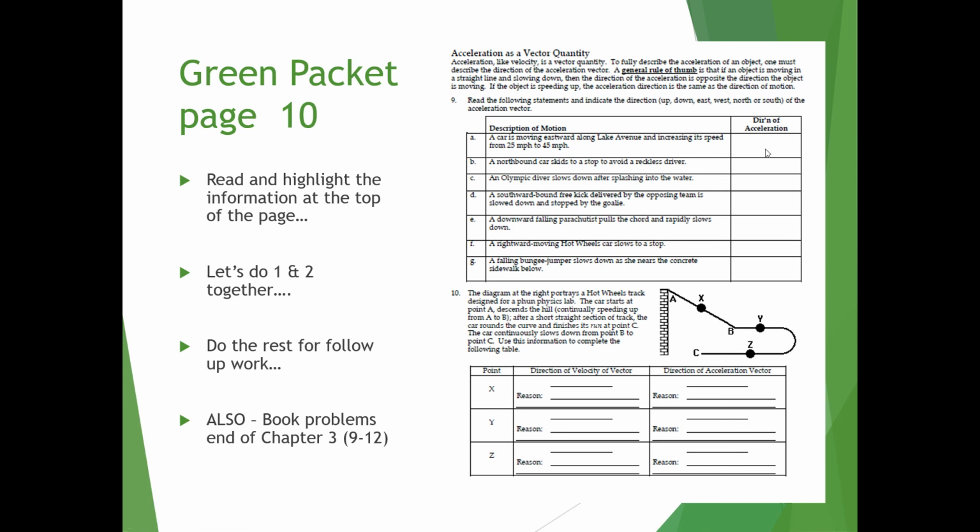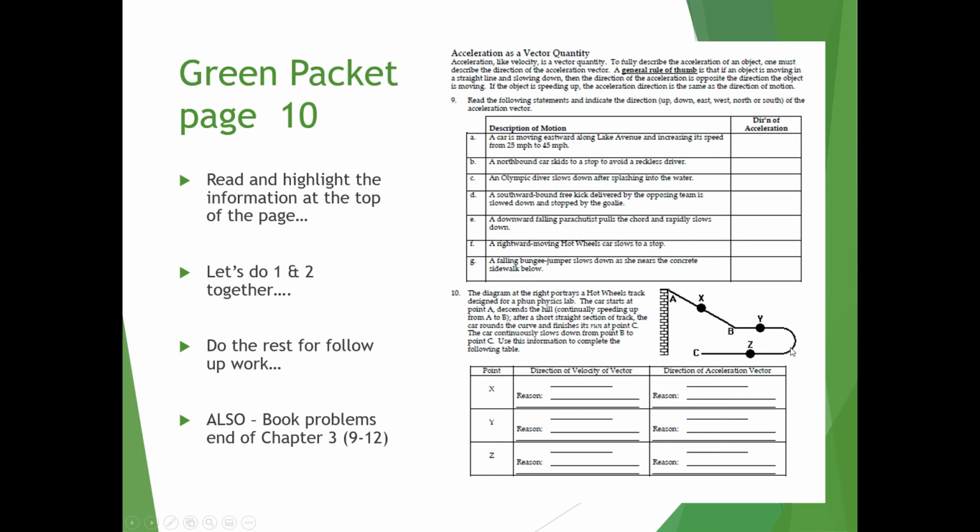Letter B. A northbound car skids to a stop to avoid a reckless driver. So it's moving northbound, it's slowing down. So its acceleration vector is southbound. Okay. So for each of these, do the same thing. Read this information about number 10 very carefully.